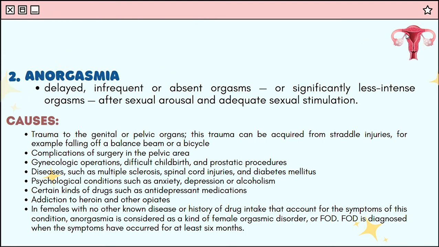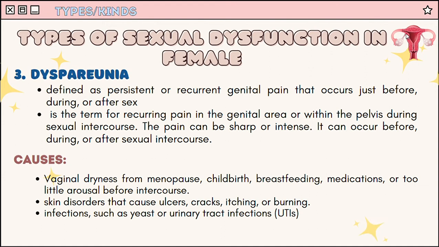Next we have dyspareunia. So natackle na ng ibang reporters ito, so we are just going to pahapyawan na lang natin siya. So, dyspareunia is defined as persistent or recurrent genital pain that occurs just before, during, or after sex. It is the term for recurring pain in the genital area or within the pelvis during sexual intercourse.